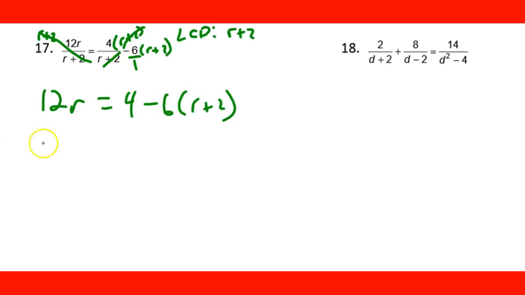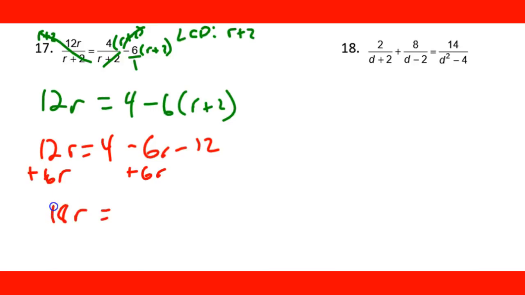Right here, I'm going to distribute the negative 6 to r plus 2, so that gives me negative 6r minus 12. Now I combine like terms. I'm going to add 6r over here, so that gives me 18r. And over here I have 4 minus 12, which is negative 8. Now I just solve for r by dividing by 18 on both sides.